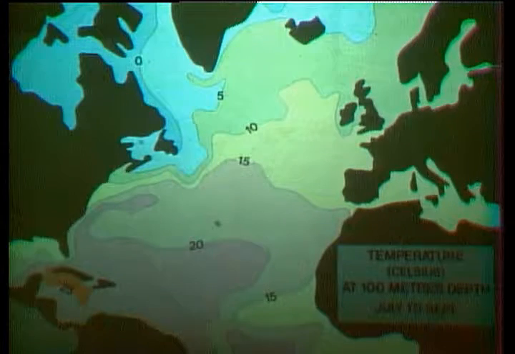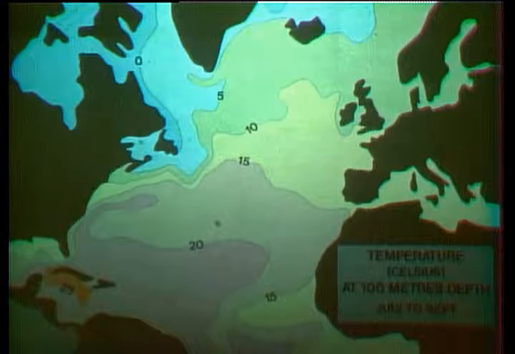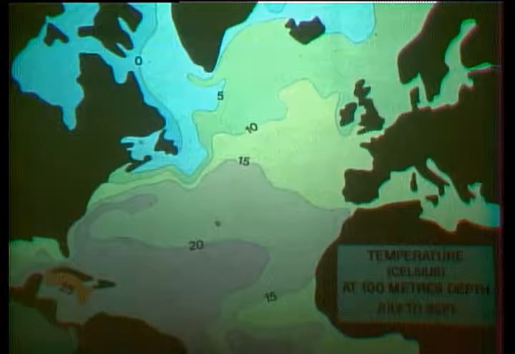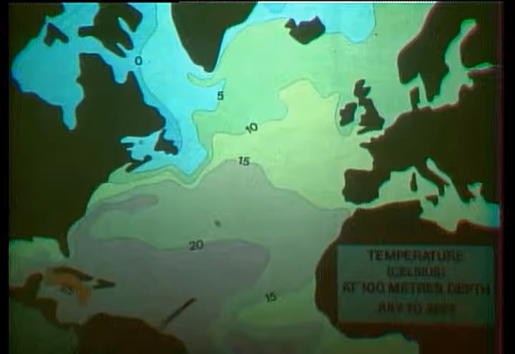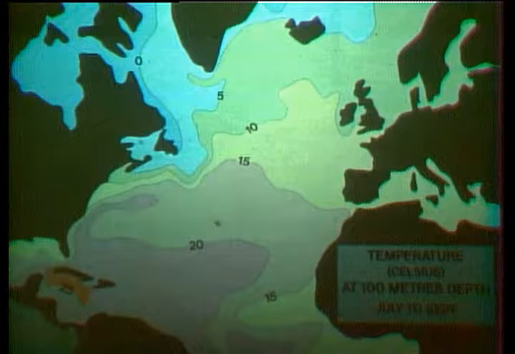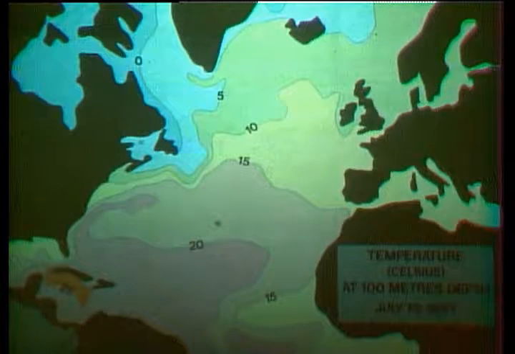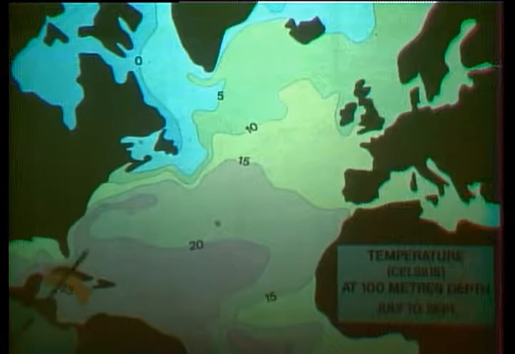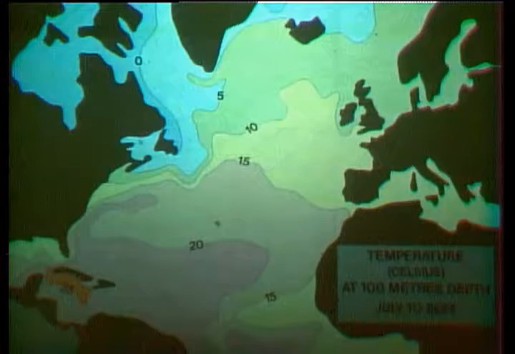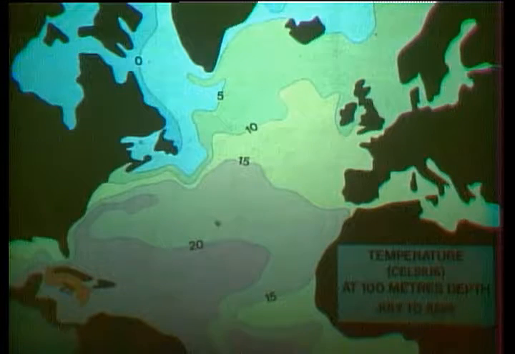Now, here we have a chart of the temperatures in the North Atlantic at 100 meters depth. And near the equator, of course, it is quite warm. The temperature is around 20 degrees Celsius. You can see an extension of this warm water towards the north, which is a manifestation of the Gulf Stream, the western boundary current, the Gulf Stream.